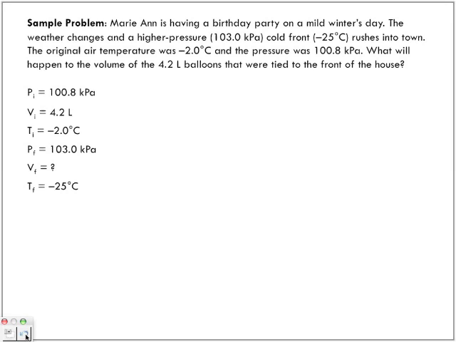So first thing, we know that we've got the equation as follows. So let's convert our temperature units into Kelvin. So minus 2.0 degrees Celsius becomes how many Kelvin? 271 Kelvin. Notice when we've got Kelvin units, we never have negatives. You'll always have a whole number. It'll always be positive. Negative 25 degrees Celsius will become 248 Kelvin.